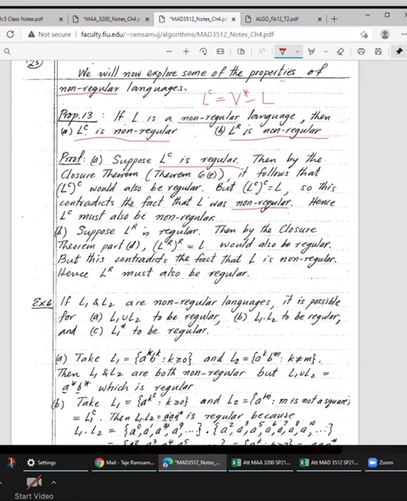So this contradicts the fact L was non-regular. Hence, L complement has no choice but to be non-regular, because if it was regular, you get a contradiction.